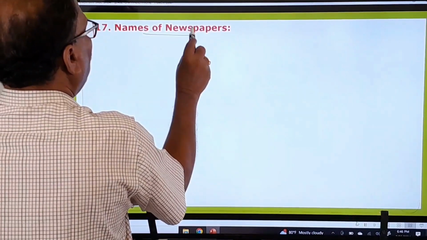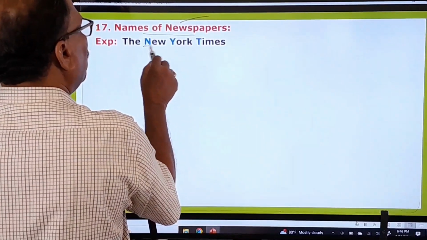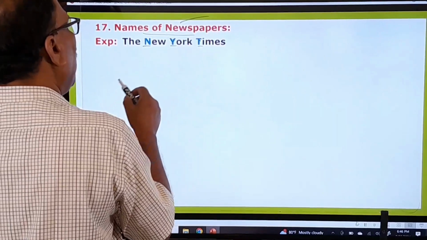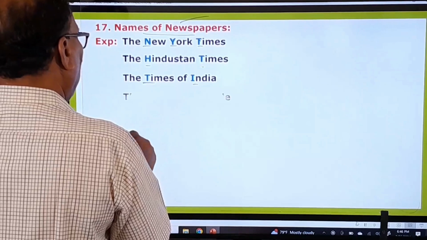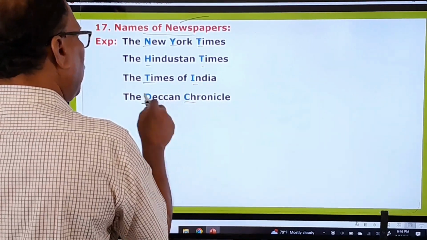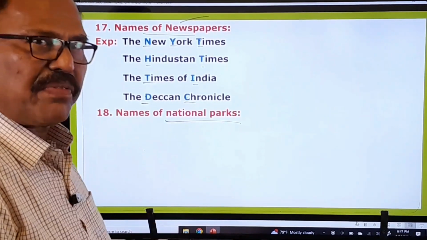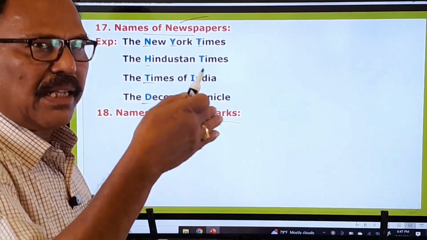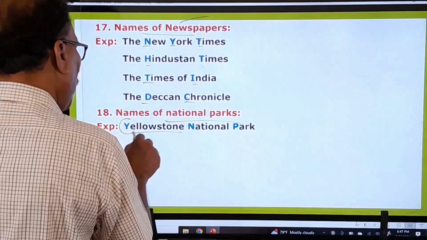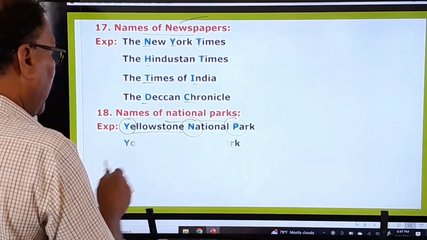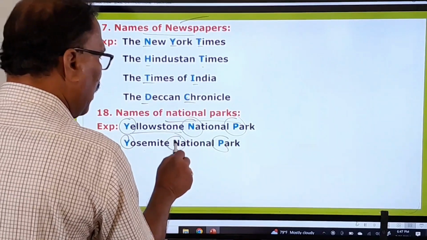Names of newspapers. You know very well, all names of newspapers must be capitalized. So The New York Times, NYT, these are all there. And here The Hindustan Times, HT, and here Times of India. One more example is given, Deccan Chronicle, DC. And here, names of national parks. National parks are also very important. All the words in that national park name must be capitalized. So here you say Yellowstone National Park, and here Yosemite National Park.